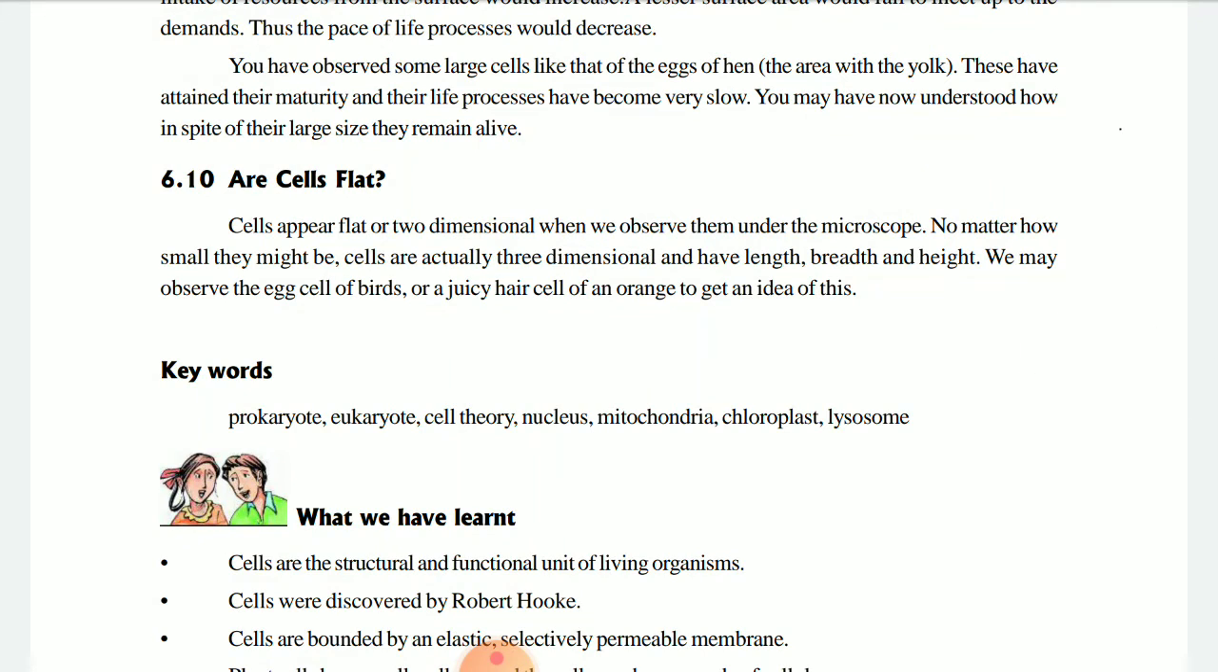Then, are our cells flat? Cells may appear flat or as 2D structures under the microscope. No matter how small they are, their structure may change here and there. The length and breadth may change here and there. Height may also change. The egg cells of birds may be large. They may look like the juicy hairs of the cells of an orange. There are so many other examples of that. Cells may have different shapes.